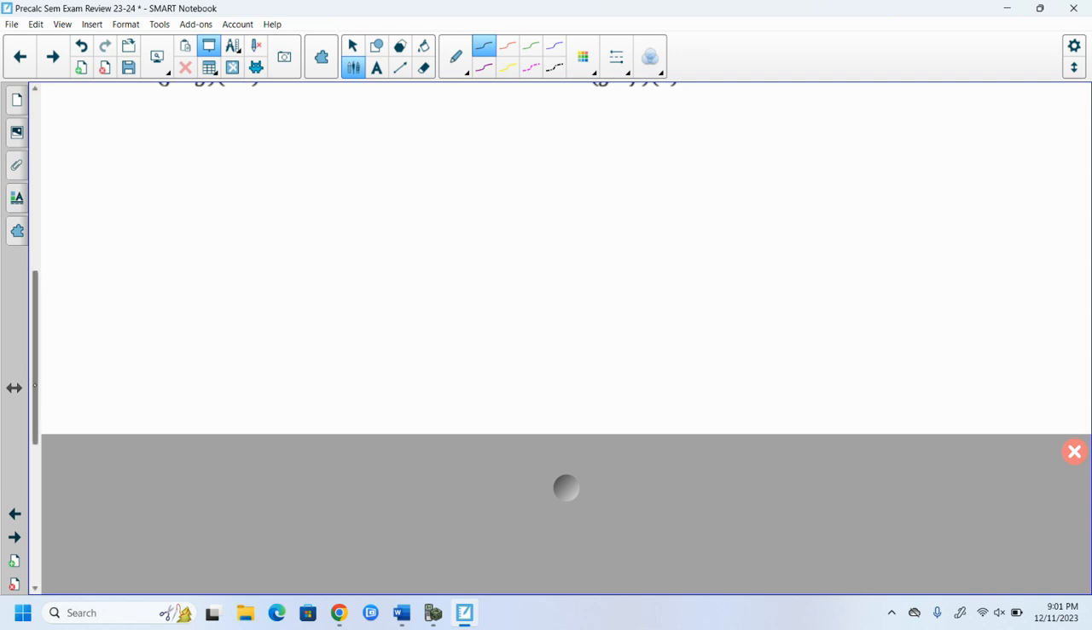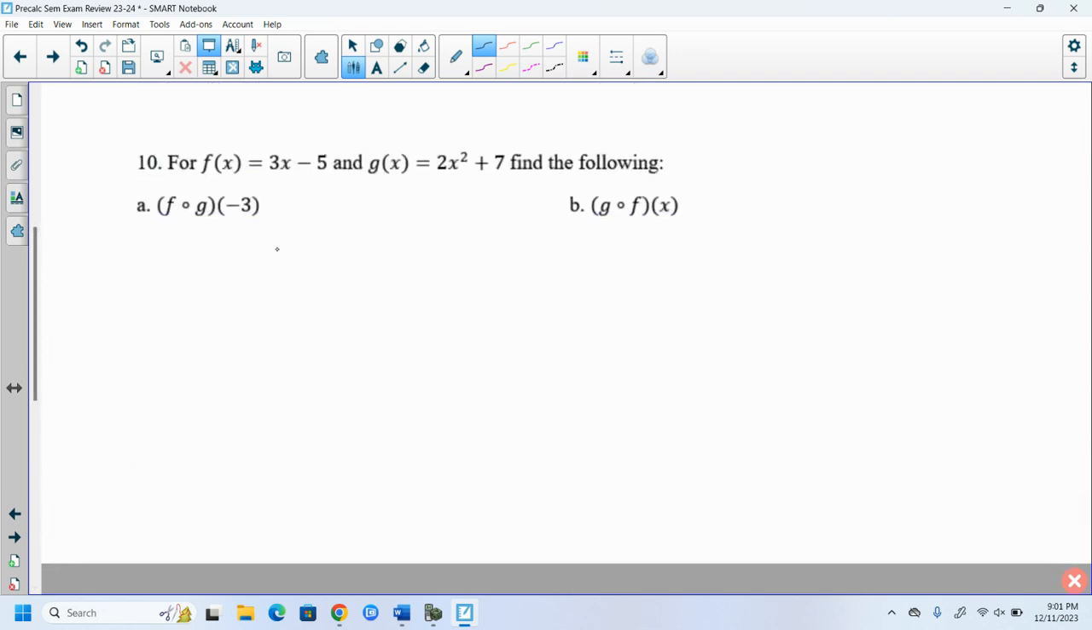All right, number 10. Some composition of functions: f of g of negative 3, and then g of f of x. All right, so f of g of negative 3 means you plug negative 3 into the g function. You take that answer and plug it into the f function.